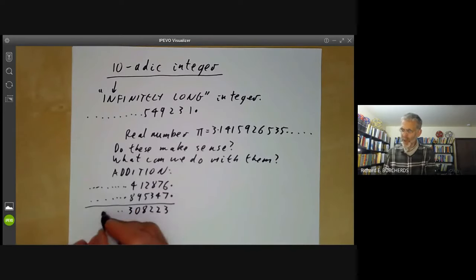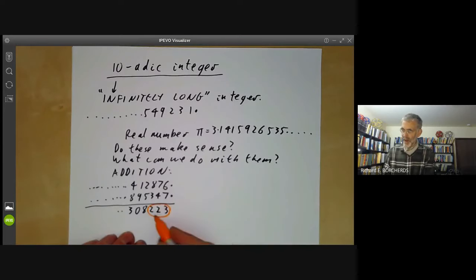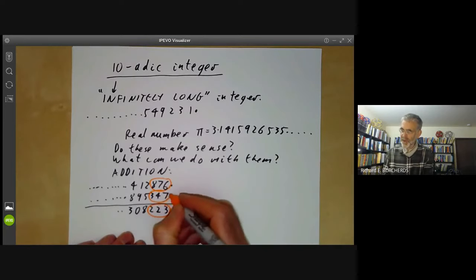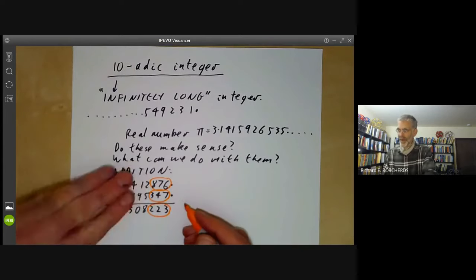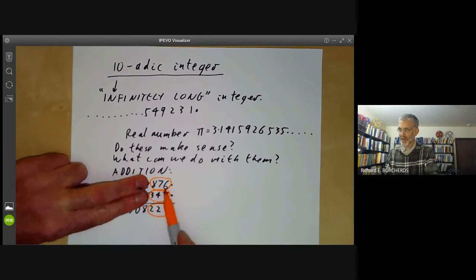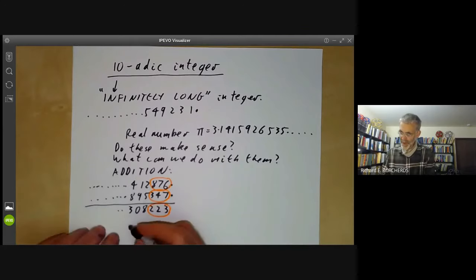So you see it actually works. We can just use the usual rules of addition and it just works. We get the sum of them. And the reason why it works is the last three digits, say, of a sum of two numbers only depends on the last three digits of the two numbers we're adding. We can figure out what the last three digits are by ignoring everything to the left of these three digits, and the same for the next four digits and so on. So addition is well defined. So we can do addition.